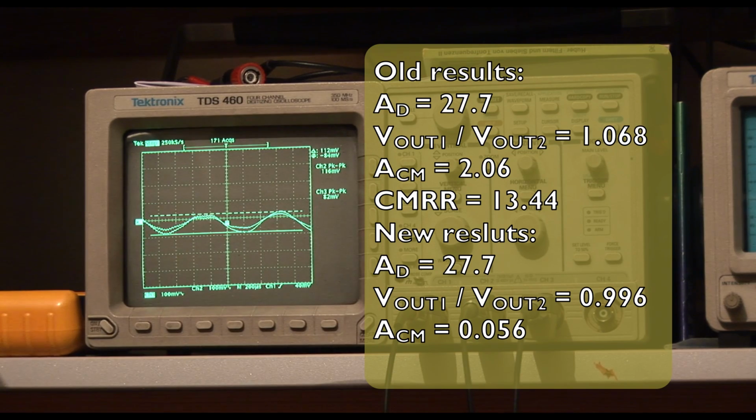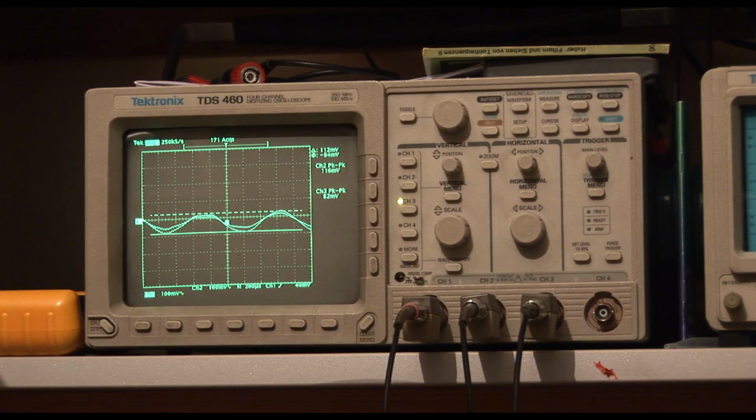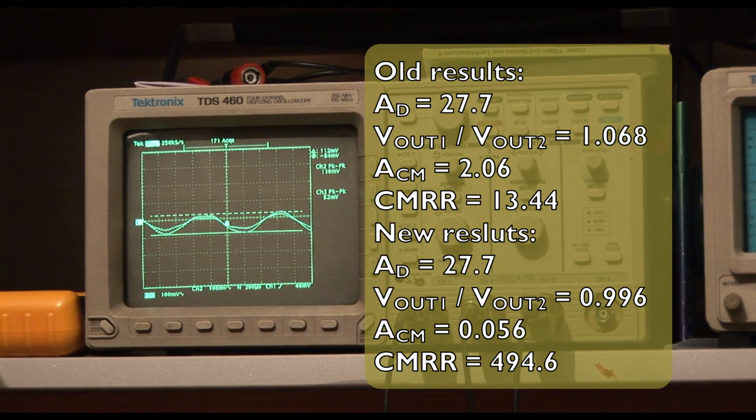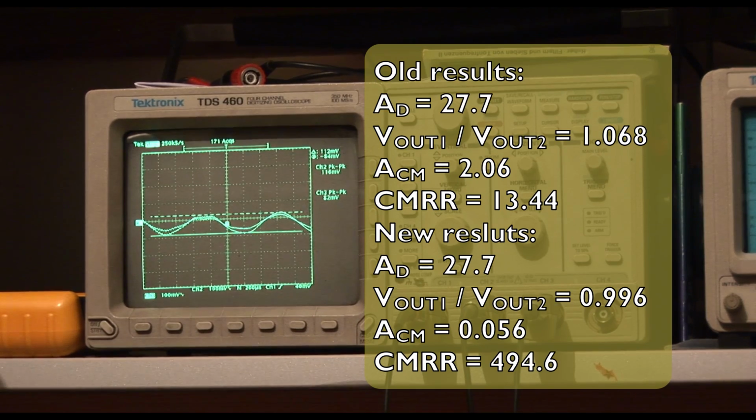And if we compute the common mode rejection ratio as we did before in our video, we have to divide the differential gain by the common mode gain, and this gives us a common mode rejection ratio of 494, so almost 500. Before, without the current source, we had a common mode rejection ratio of 13.44, and now we have almost 500. So this is a huge improvement to what we had before, just by introducing the current source in our circuit. So you can see it is really a huge improvement.